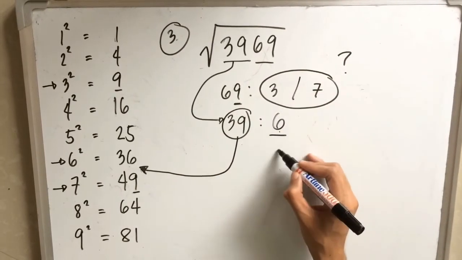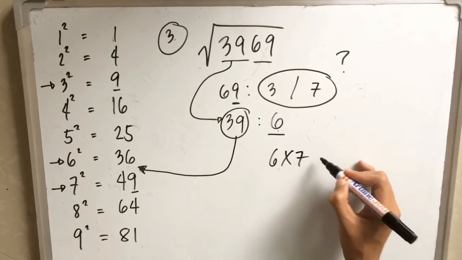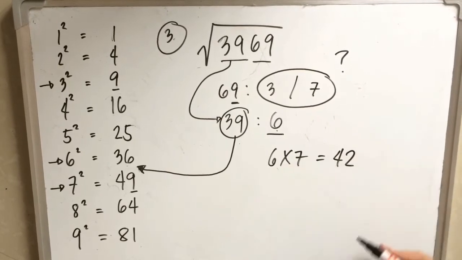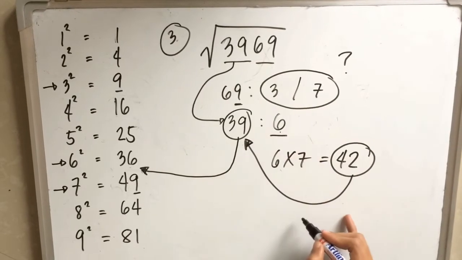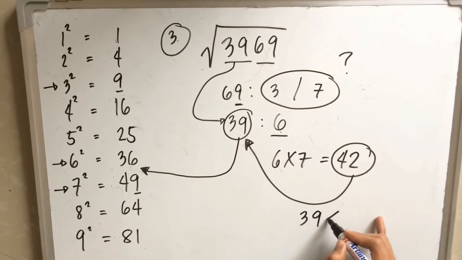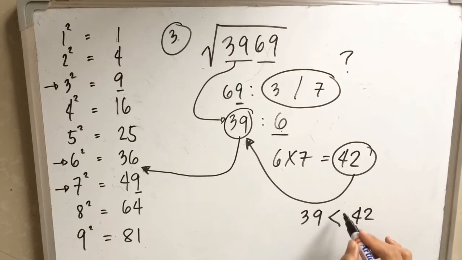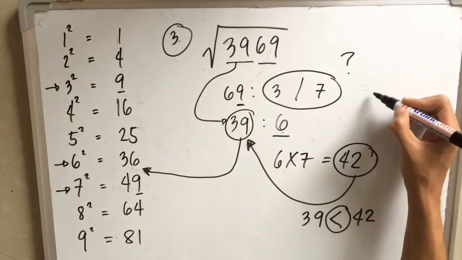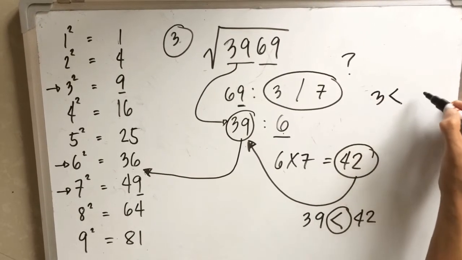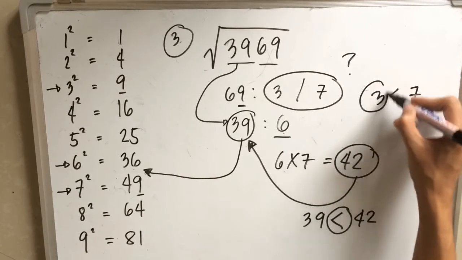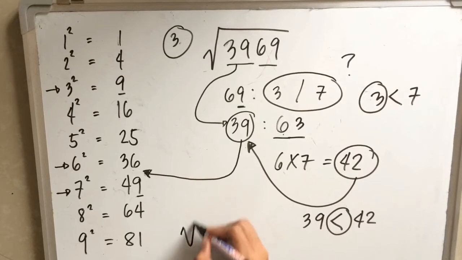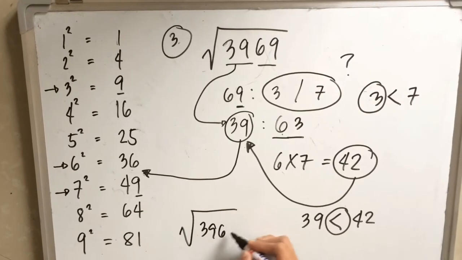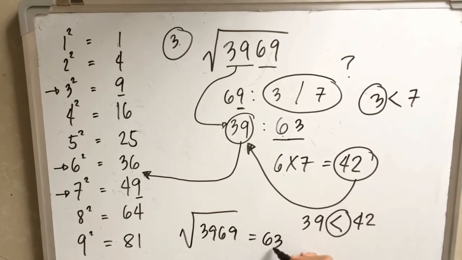So how? We are going to pick 6, then multiply a number next to it. 6 times 7 is equal to 42. And then we are going to compare it to 39. So this time, 39 is less than 42. So consequently, we are going to pick the lesser number between 3 and 7. So it's 3. So it's 63. The square root of 3969 is equal to 63.